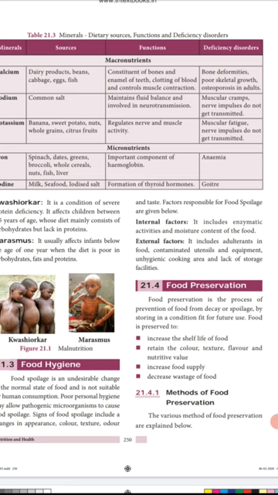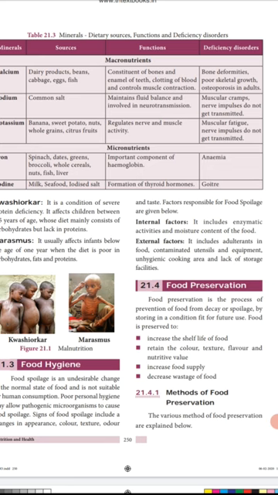So there are two factors. One is internal factors that affect the food, and the other is external factors that also affect the food. Internal factors include the enzymatic activities and moisture content of the food. External factors mean adulterants in food, contaminated utensils and equipment, unhygienic cooking area, and lack of storage facility. These are all the external factors that spoil the food. So the two factors affecting the food are internal factors and external factors.